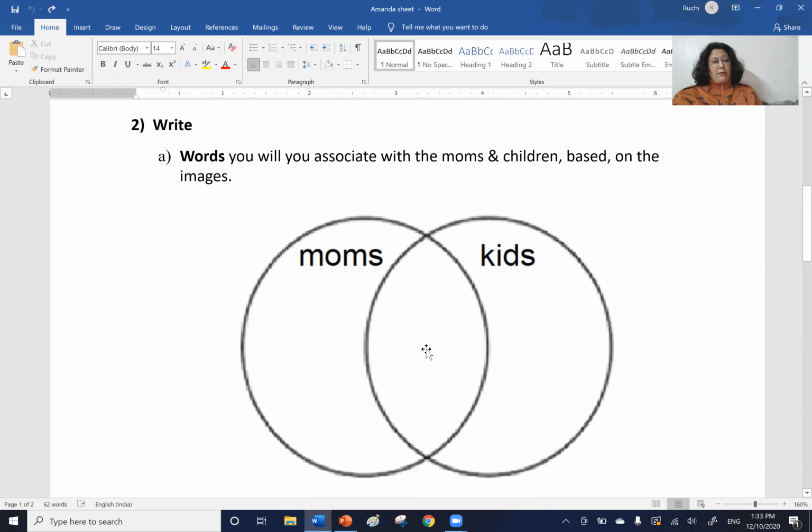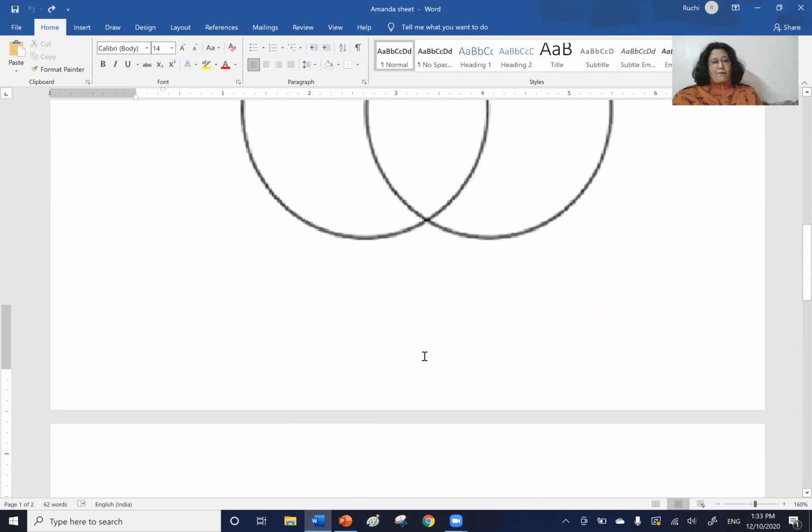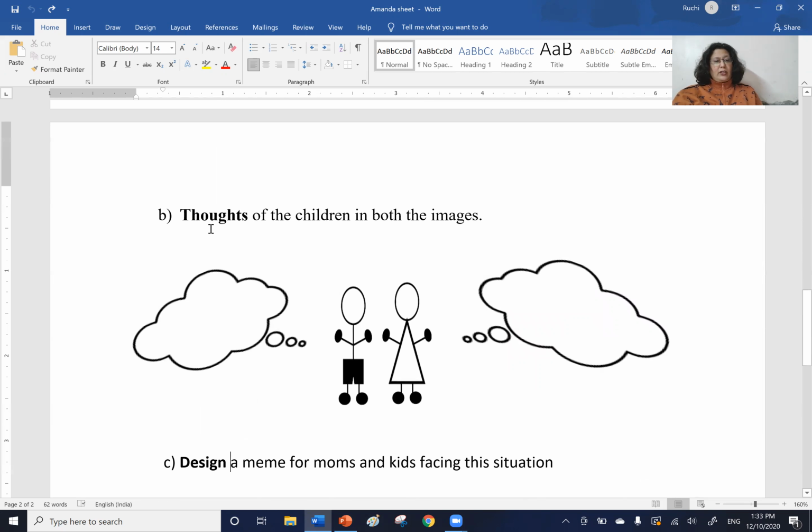Okay. So probably both are frustrated, I would say. And it doesn't end there. The thoughts of the children in both the images, let them talk about it. I'm sure some would say that they are upset, they are ashamed, they are irritated, or they just simply are switched off, which is where we want to take them, right?